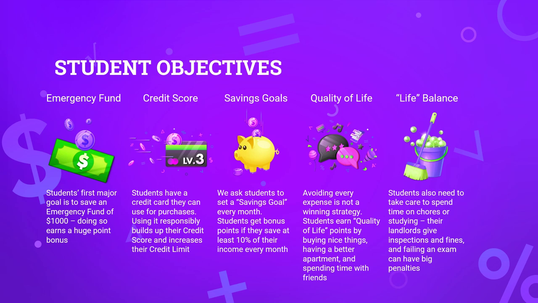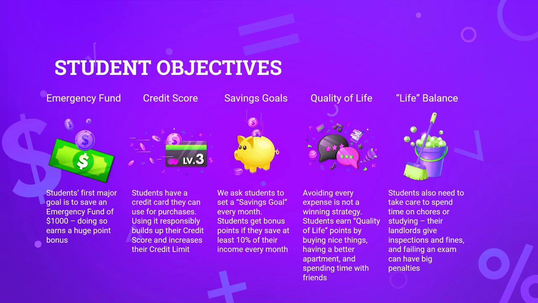Throughout the game, the students have 5 major objectives, and these all get put together in what we call our overall score. The first one that students are going to get hit with first is building their emergency fund. Every student's first major goal is to save at least $1,000 in their emergency fund. They do that by transferring money from their checking account to their savings account. Doing so earns them a huge bonus. So students who fill up their emergency funds first get a huge boost in their class rankings.